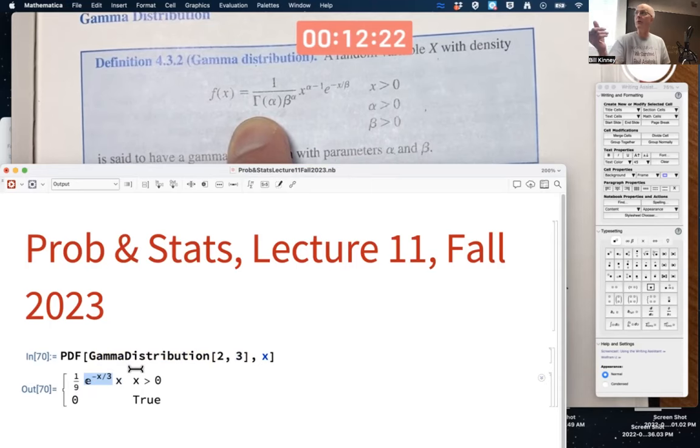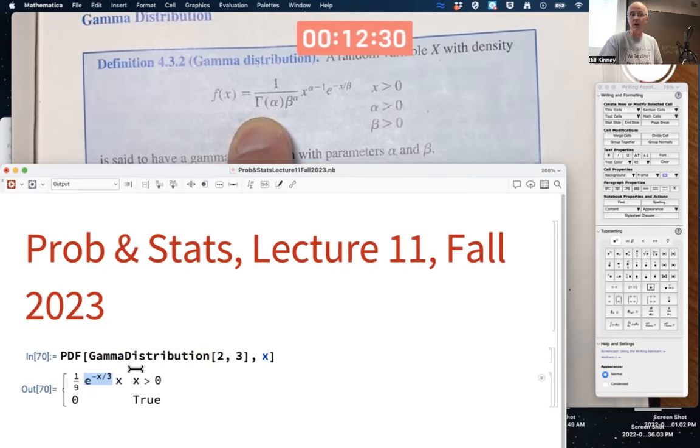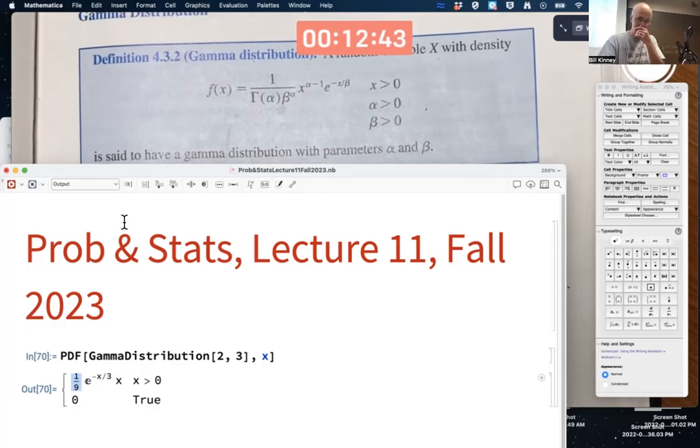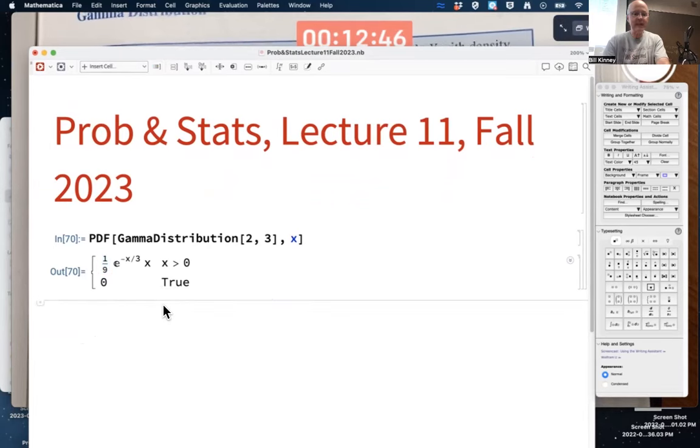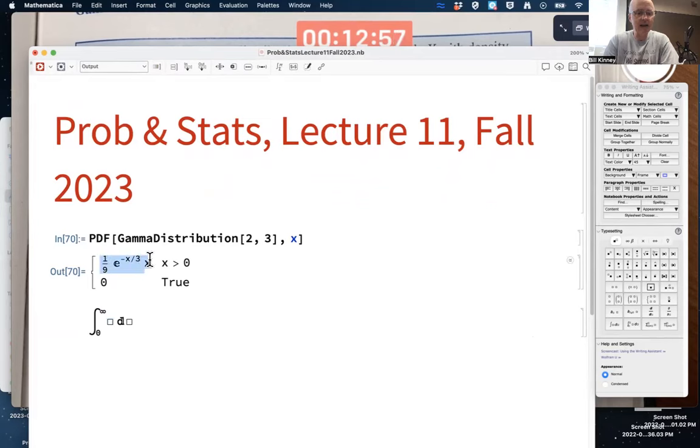Think about what you know about the gamma function already. The gamma function of 2 is the same as 1 factorial, which is 1. Gamma of 2 is 1. Beta to the alpha, in this case, would be 3 squared, 9. We are getting a 1/9 here ultimately. We want to confirm this is a PDF when x is positive. We can have Mathematica do the integral for us. If you're going to do it by hand, you'd want to use integration by parts. I could just copy and paste this in here. Copy and paste that formula in there.